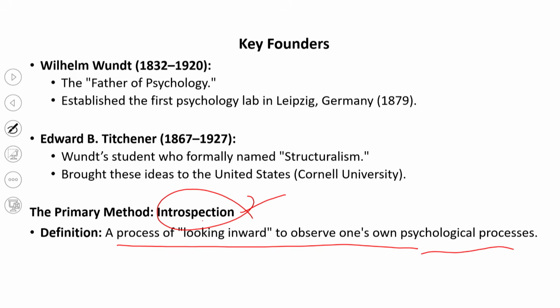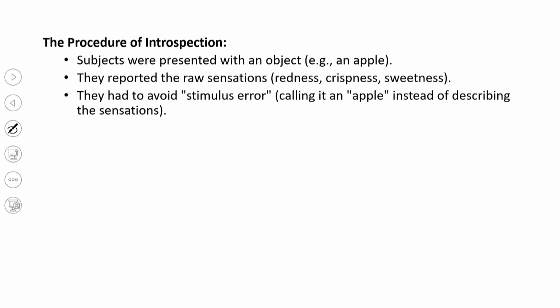So, basically you have to look inward and see, if you are given a stimulus, how it is being represented in the mind and find out the components. That was called introspection. Through this method of introspection, they were trying to find out the structure of the human mind. The procedure was very simple.